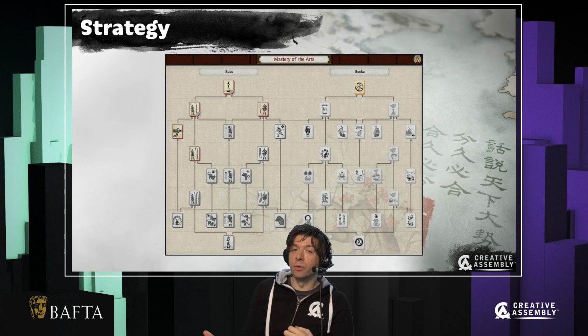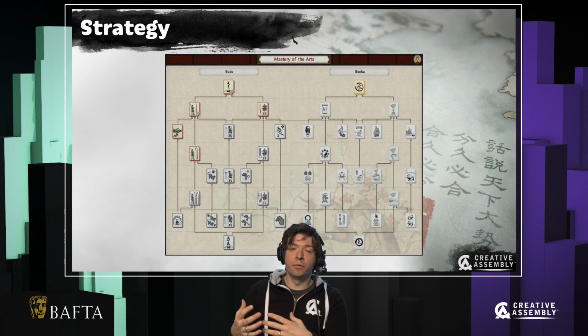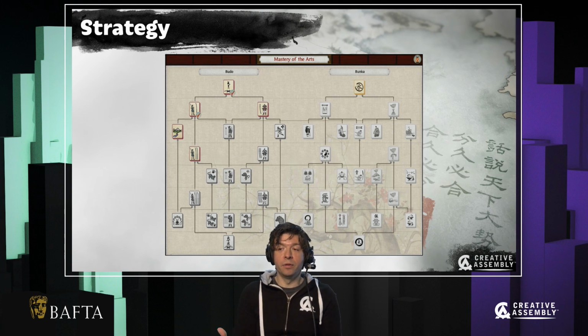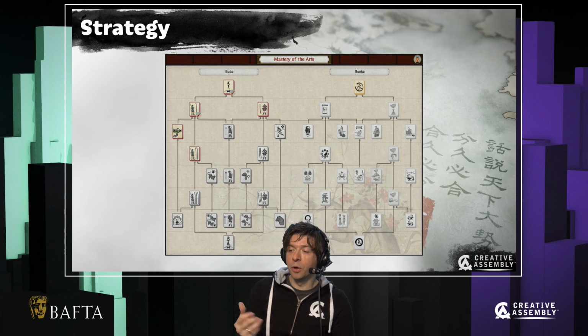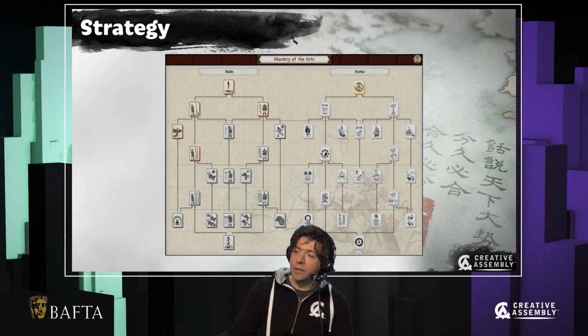So you could decide to go for Matchlock Samurai, and then you can build your armies around having Matchlock Samurai units. And you might have to compensate for the fact that you don't have the strongest cavalry unit, or you have to compensate for the fact that you miss out on some economic bonuses. Or equally, you focus on the right side of the tech tree, focus on the economic bonuses, and then you're essentially playing for quantity over quality.